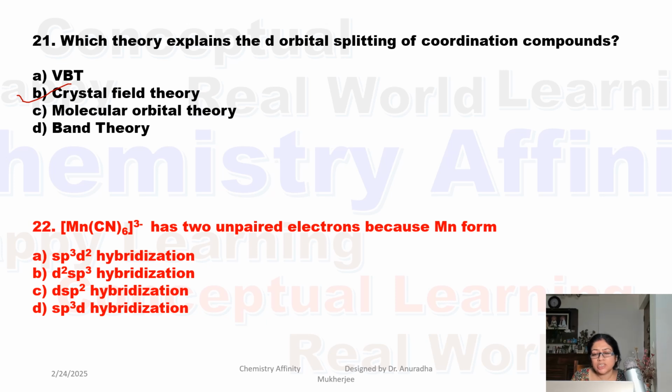[Mn(CN)6]3- has 2 unpaired electrons because Mn forms option A sp3d2 hybridization, B d2sp3, C dsp2 and option D sp3d. So the correct option will be d2sp3 hybridization. This is called the inner orbital complex. Due to the inner orbital complex, the d electrons get paired up, so there will be 2 unpaired electrons. So the correct option is d2sp3 hybridization.